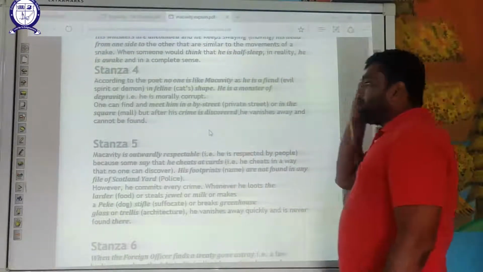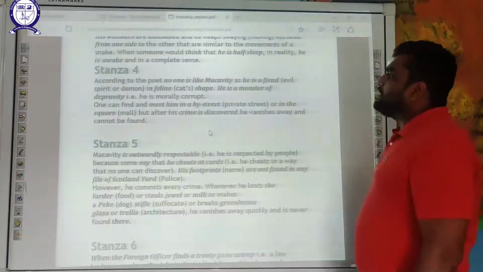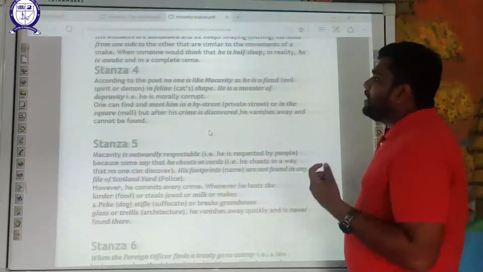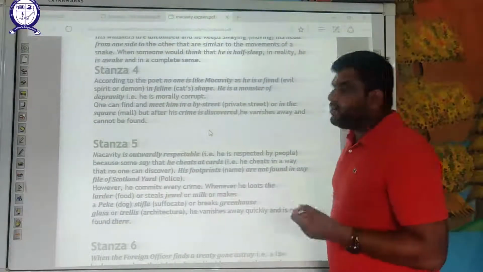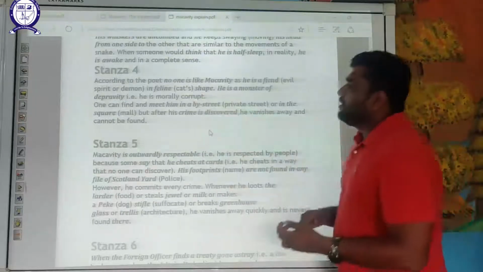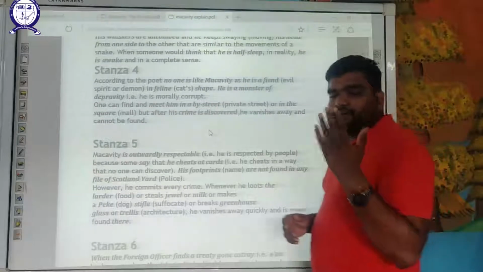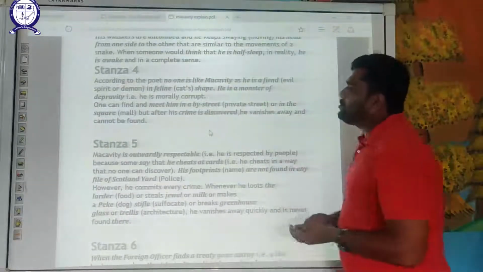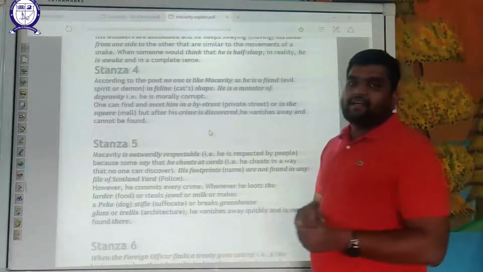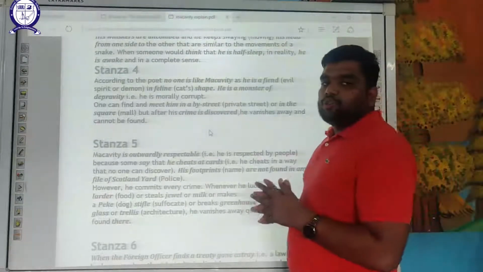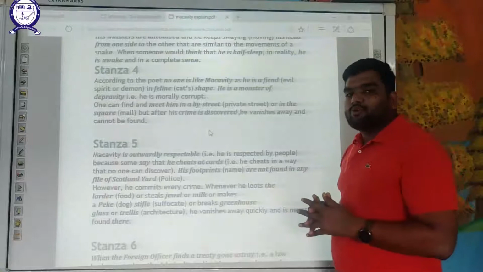Stanza number 4. According to poet, no one is like Macavity, as he is a fiend. Fiend is the word used for demon. Okay, or an evil spirit. Okay, bad spirit. In feline, feline means cats. Feline is used for cat. Feline shape. Okay, he is a monster of depravity. That is, he is morally corrupt. Corrupt is a word used in negative sense. Those who don't do good things, those who do bad things.